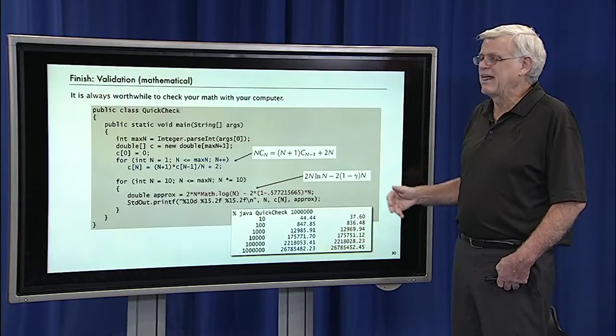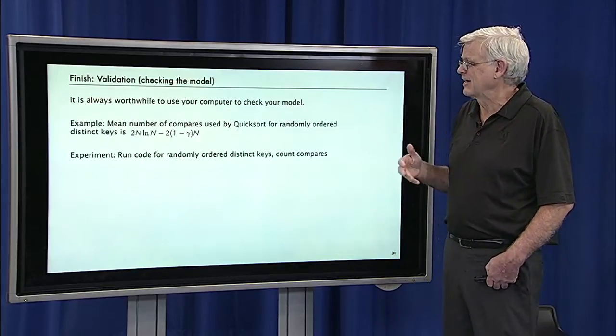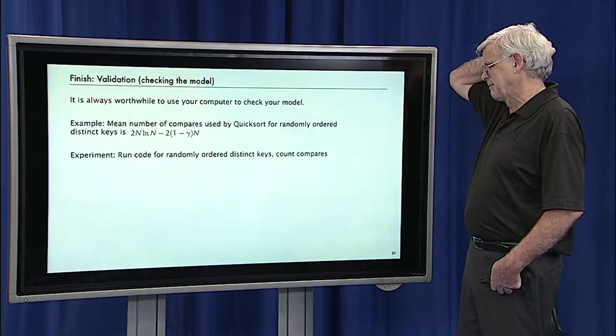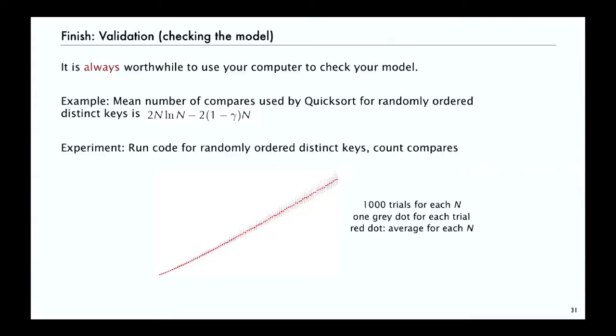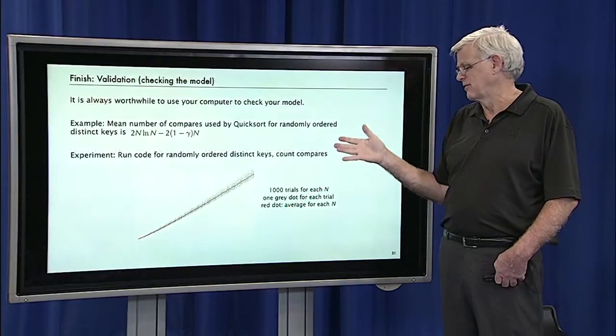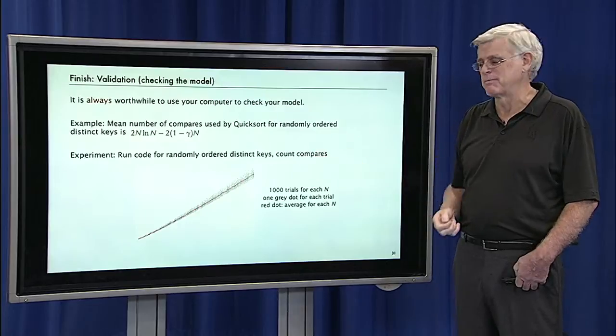So we've checked the math, but there's one other thing that we have to check, and that's to check the model. We thought that if it's randomly ordered distinct keys, that should be the running time. So what we'll do is run the code. This is 1,000 trials for each value of n for n from 1 to, I think, 1,000. There's a gray dot for each trial in this plot. You can hardly see the gray dots, with a red dot right in the middle, which is the average for each n. That's what the experiment gives us: actual results, which is the number of compares.